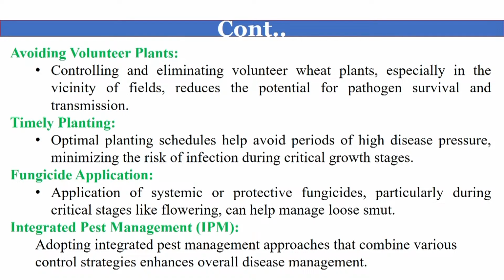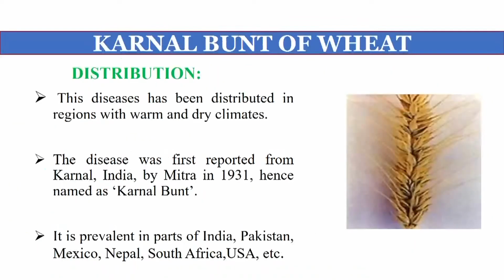And you may apply a protective fungicide against this disease at critical stages like flowering, and it can help to manage loose smut. An integrated approach, combining cultural, physical and chemical activity and various control strategies, enhances the overall disease management. And now we will discuss the kernel bunt of wheat.